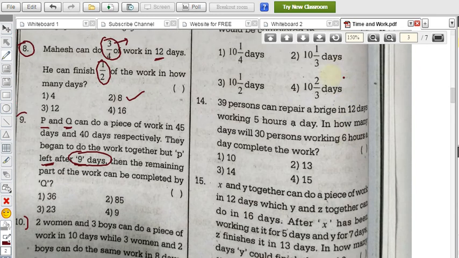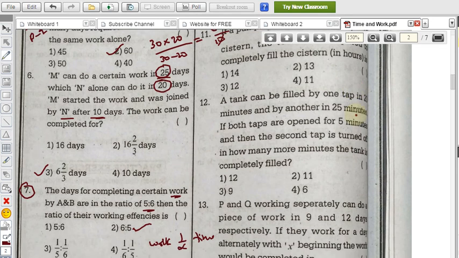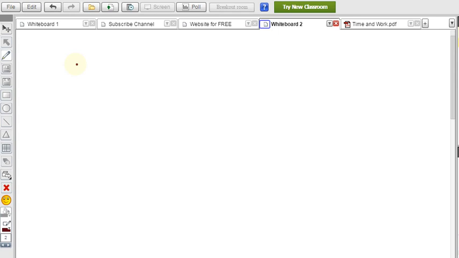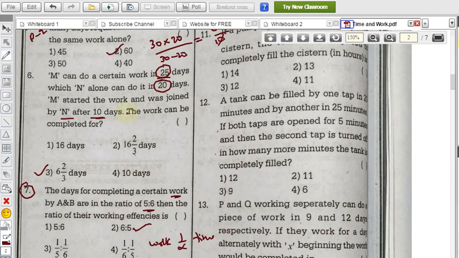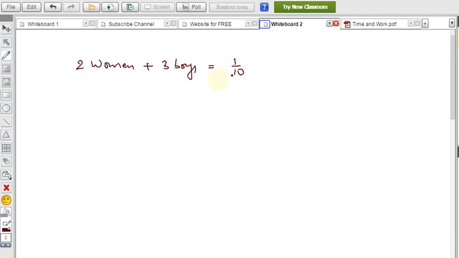Okay, options we'll see: 10, 11. Fine. So according to the question, two women plus three boys can do the work in 10 days. Means one day they can do, all two together. Two women and three boys can do a piece of work in 10 days, so in one day they can do 1 by 10. Three women plus two boys can do in one day 1 by 8.